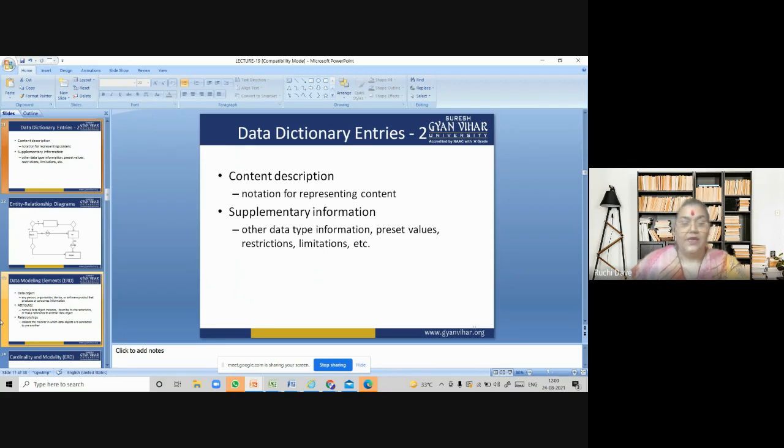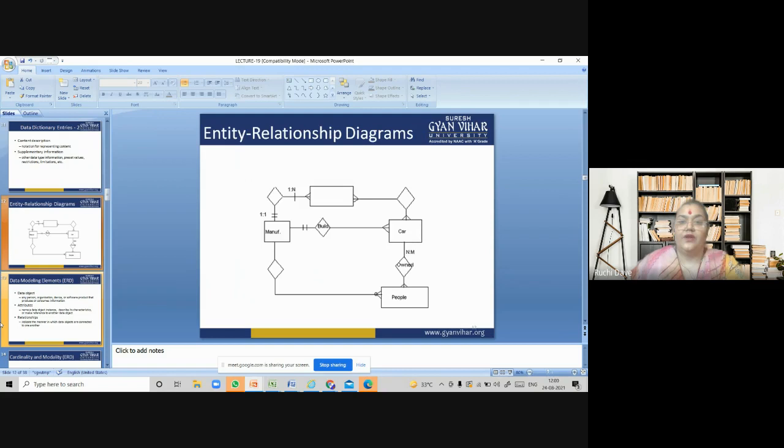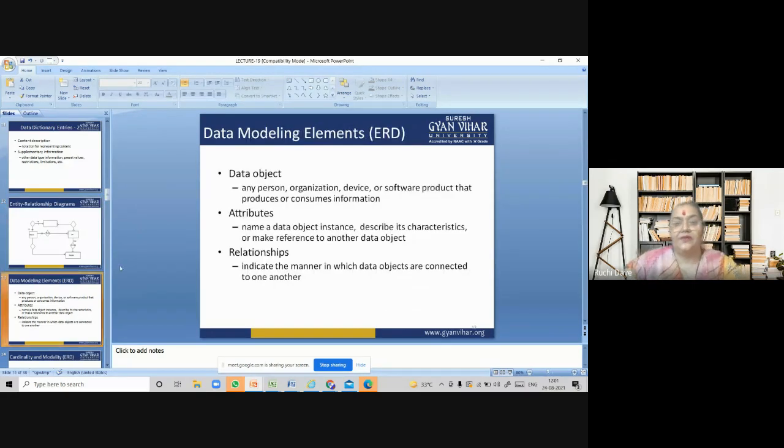Okay, now this is how your entity relationship diagram looks. We have discussed it. I will not go into the detail, but I'll touch all the points so that you can review everything one more time: why we were learning these specifications and what the use of all these specifications is.